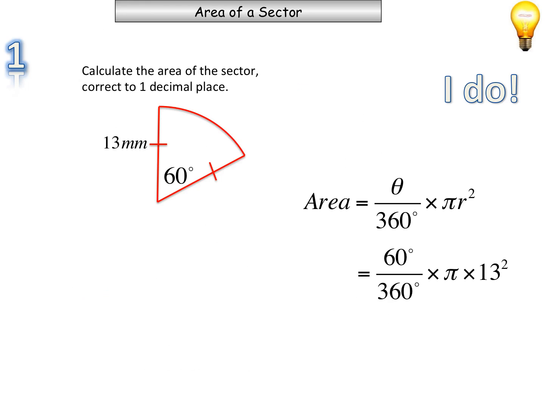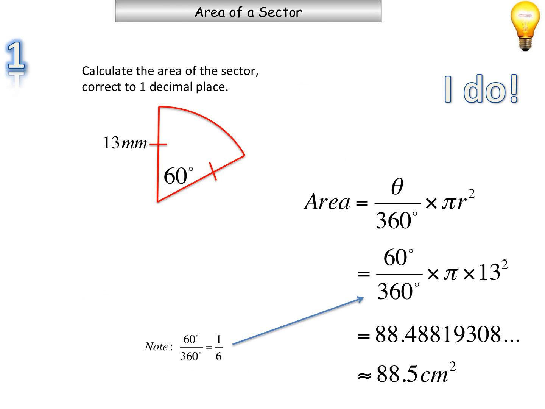Substitute into our formula. So theta is 60 degrees. R is 13. So we do 60 over 360. Remember, you can do 60 divided by 360 on your calculator, multiplied by pi times 13 squared. You get a calculator display and just round it off to one decimal place, so 88.5 square centimeters.